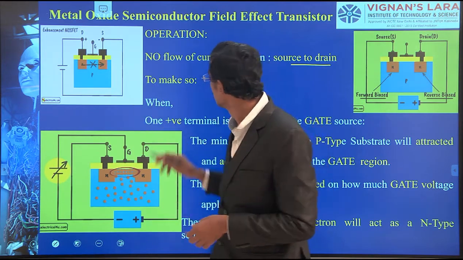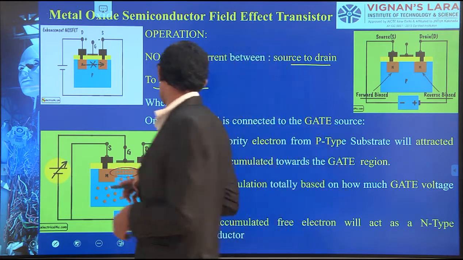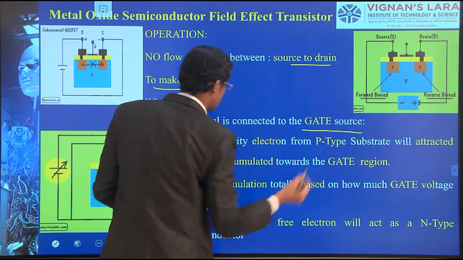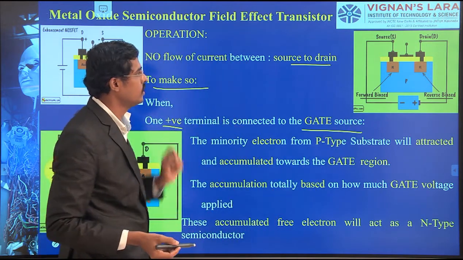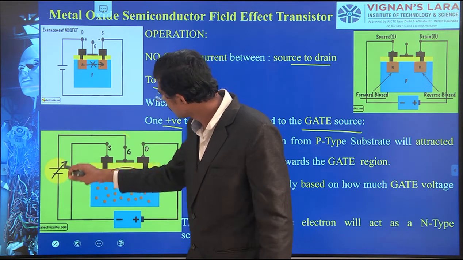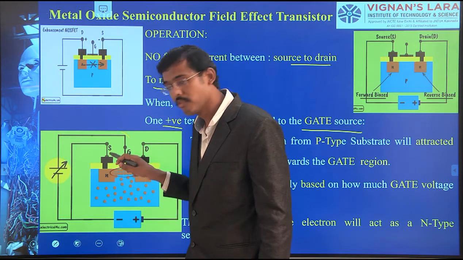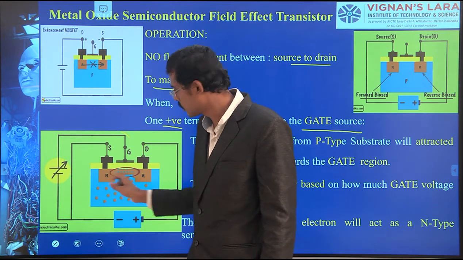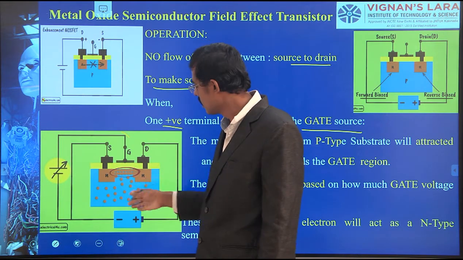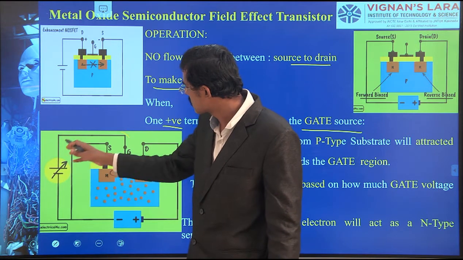How are we doing this? One positive terminal is connected to the gate. For this gate, I am giving the positive connection. Already N to N, I have given a forward bias. It is going to push inward, so that one I am attracting. So I am giving a positive connection at the gate.